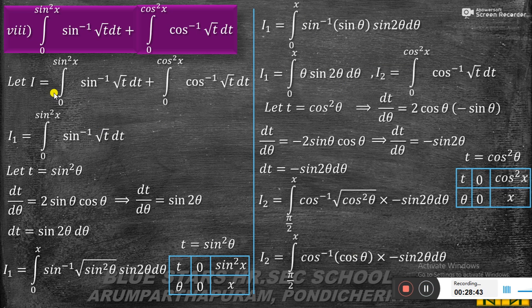So you see, now we discuss the second problem, 7th subdivision. This is the 7th subdivision, not the 8th subdivision. So here this is the 7th subdivision, second problem.